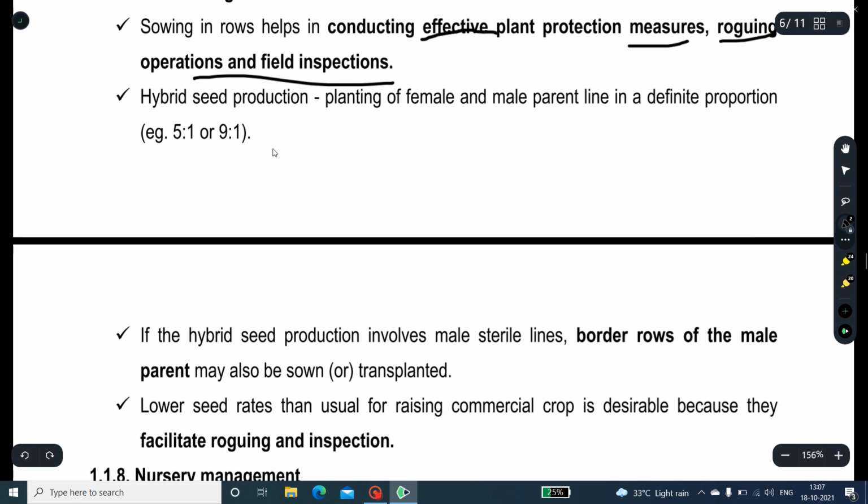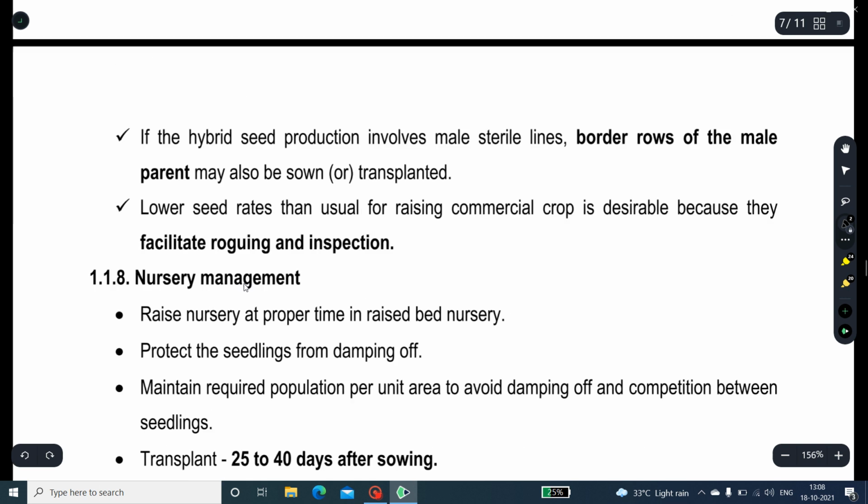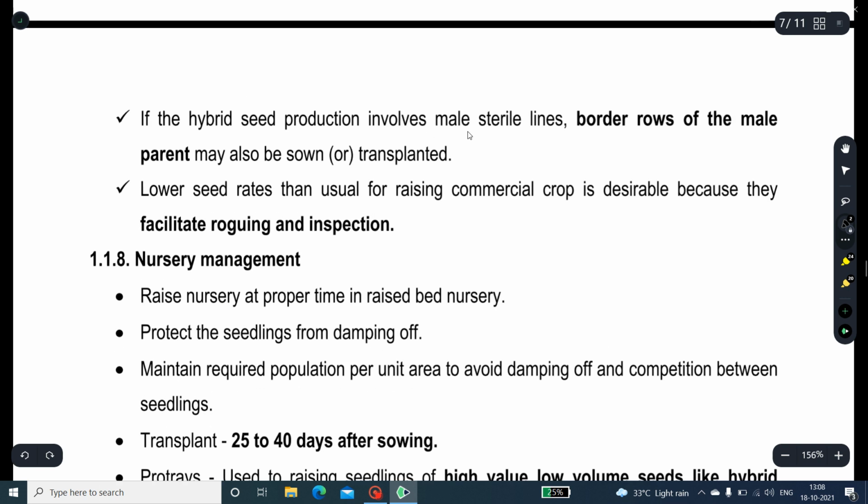During hybrid seed production, two parents, namely the male and female parent lines, are planted in a definite proportion depending upon the crop. It may be 5:1 or 9:1. It may vary from crop to crop. In case of hybrid seed production involving a male sterile line, both rows of the male parent must be sown or transplanted.